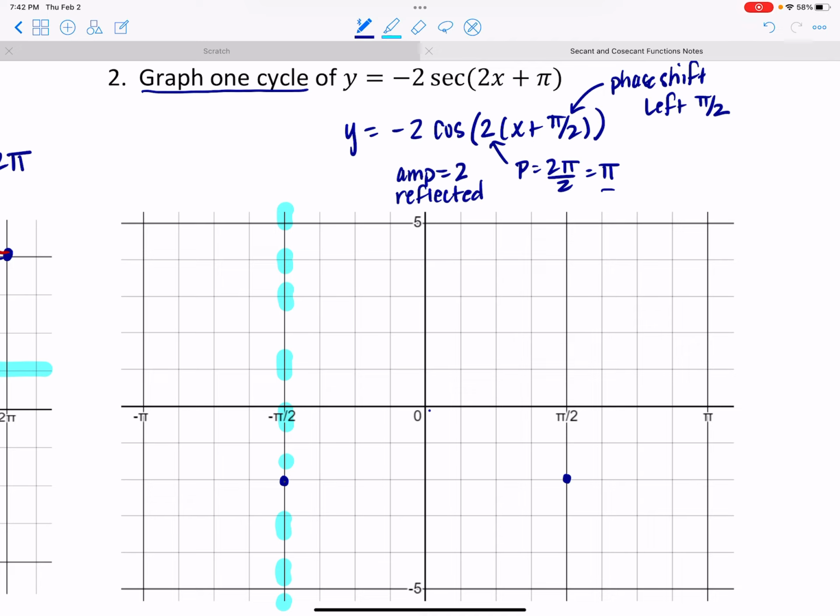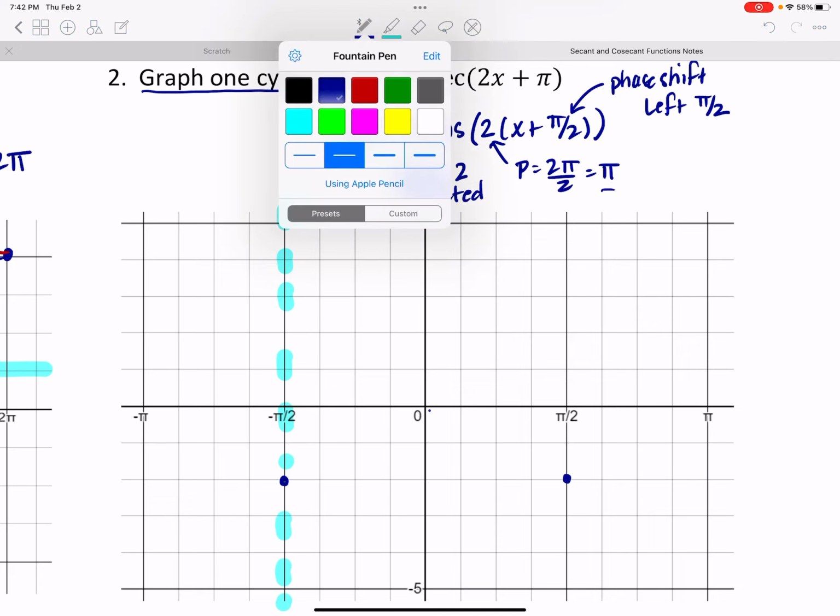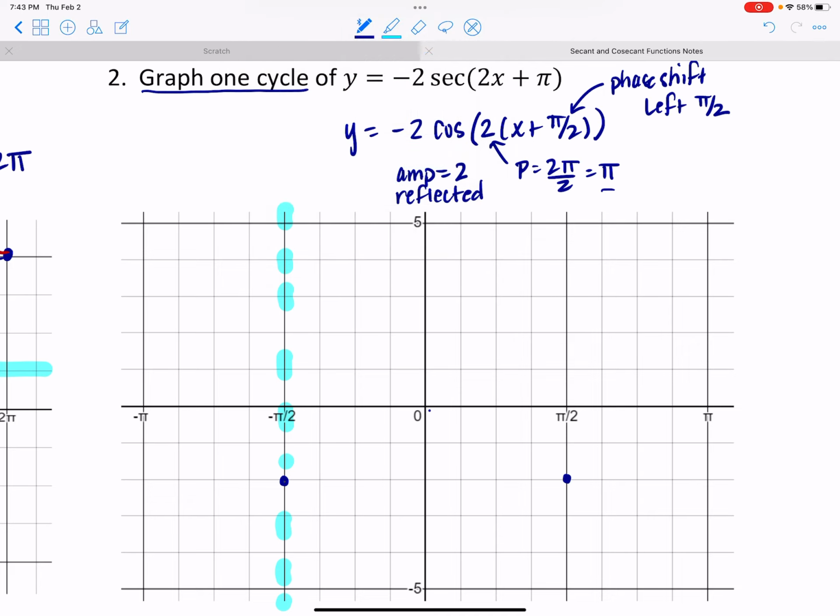And in between those minimums is going to be the maximum of 2. So right in between is going to be on the y-axis. That's going to be my maximum of positive 2. And then in between those is where I hit the midline, which will still be my x-axis.